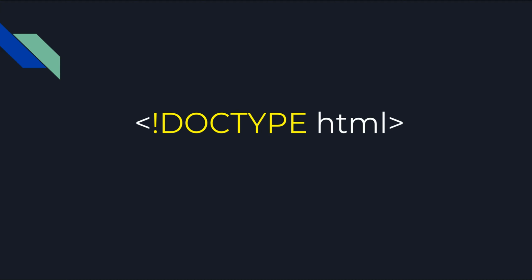When we talk about HTML5, the first thing which tells the web browser or computer about HTML5 is this line on my screen right now: doctype, exclamation mark, and you have obviously opening and closing HTML brackets. This basically tells the computer the document type is going to be HTML.